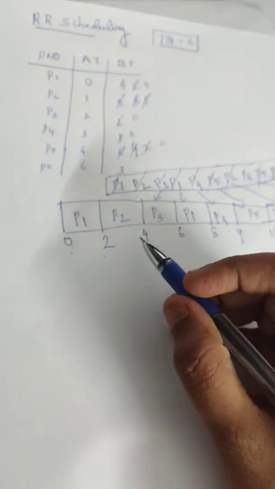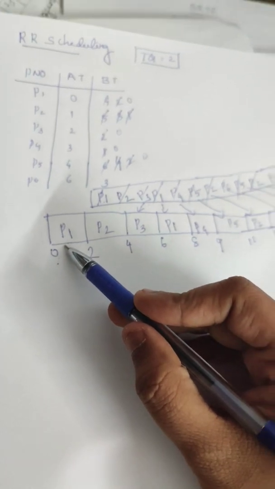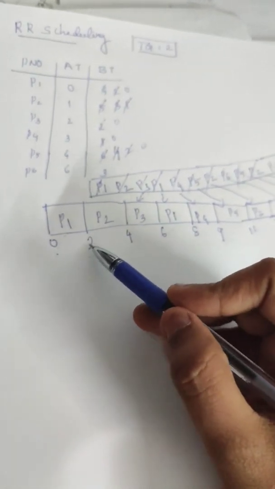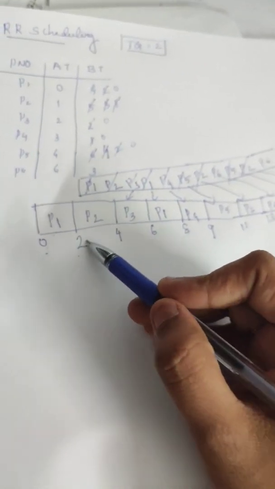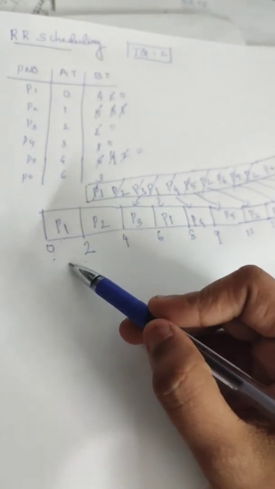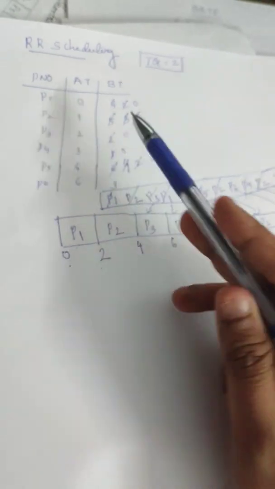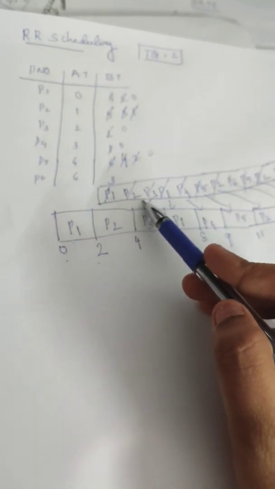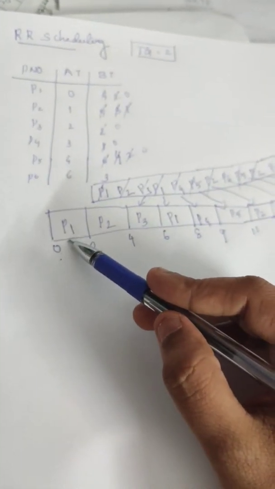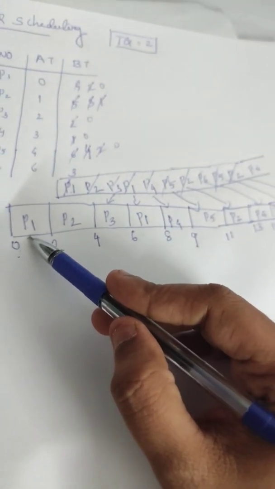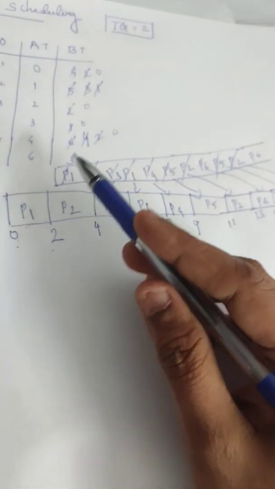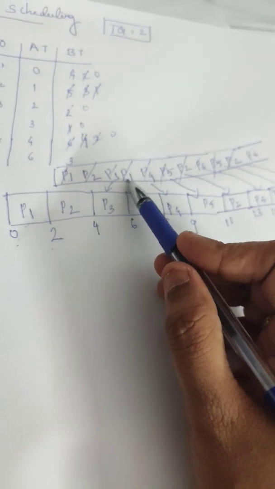I hope you understood this process. Again I will explain. At time 0, process P1 gets inside the ready queue. The time quantum is 2 milliseconds, so it takes 2 milliseconds to execute. During these 2 milliseconds, you check what other processes get inside the ready queue. Processes P2 and P3 get inside the ready queue. After that, you check whether P1 has been completed or not. P1 has not been completed, so you put P1 at the back of P3.